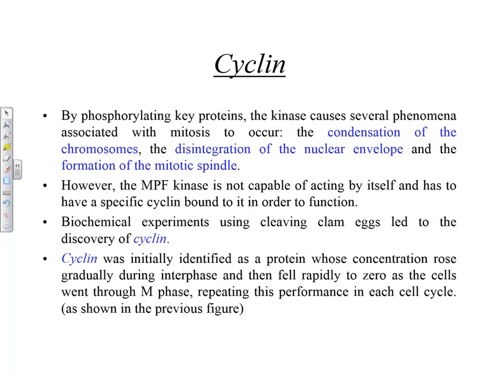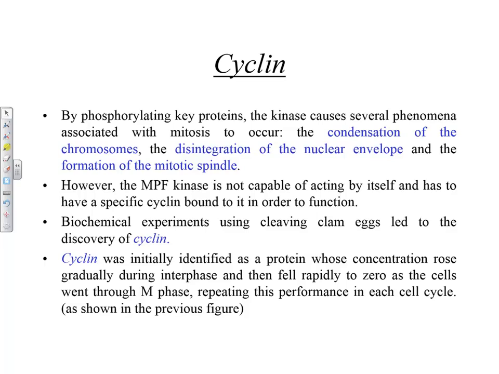Now, by phosphorylating key proteins, that means adding phosphate groups onto key proteins, the cyclin-dependent kinase causes a lot of phenomena that are associated with mitosis to occur. For example, the condensation of the chromosomes. Then you want the disintegration of the nuclear envelope. And that happens during which phase? Do you remember? Which phase of mitosis does the disintegration of the nuclear envelope happen? Prometaphase, okay. And then the formation of the mitotic spindle. So all these things need enzymes, and this kinase makes sure that all these things happen at the right time. However, this M-phase promoting factor kinase is not capable of acting by itself, and it has to have a specific cyclin bound to it in order to function.